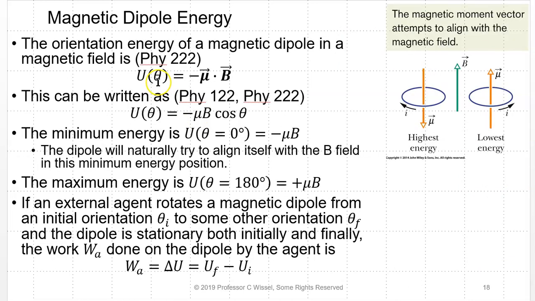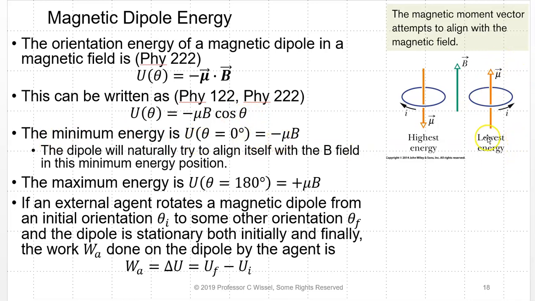Okay, now magnetic dipole energy. The orientation energy of a magnetic dipole in a magnetic field is, for calculus-based Physics 222 students, U of theta equals minus mu dot B. This can be written for Physics 122 students or for anybody as U of theta equals minus mu B cosine theta. So the minimum energy is, of course, when theta equals 0 degrees, and that is minus mu B.